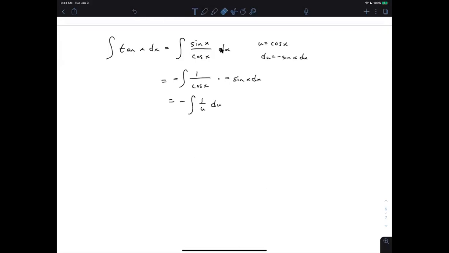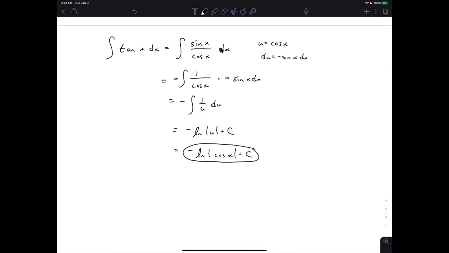All right, and so then the antiderivative of 1 over u is log. And then u was cosine, so we get negative log absolute value cosine x plus c. And that is a good problem to make sure you know how to do. Everybody good doing that? All right, cool.